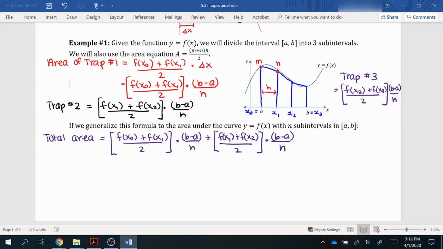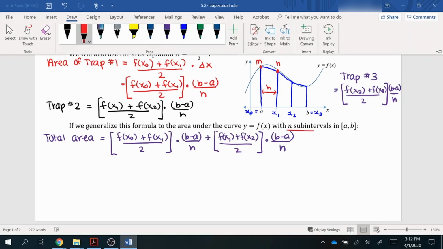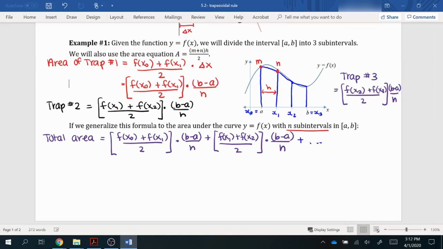And for this specific example, we had 3 subintervals, so we would only have had one more of these terms, but this is asking us to generalize what our total area would be for n subintervals. So we would keep going until we got to an f of xn. So our very last one would be f of x, whatever n minus 1 is. So for us, that was f of x2 plus f of xn over 2 times b minus a over n.